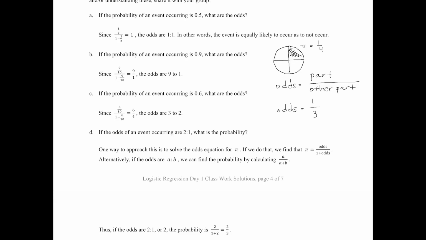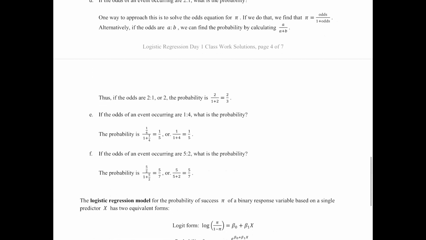Another way you can think about odds is that if you are given the probability as a fraction, and that probability is, say, A over B, then the odds are computed as A over B minus A. So again, B being the whole, the B minus A is getting you the other parts that aren't the success part.